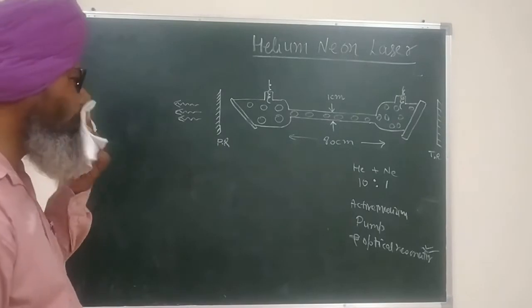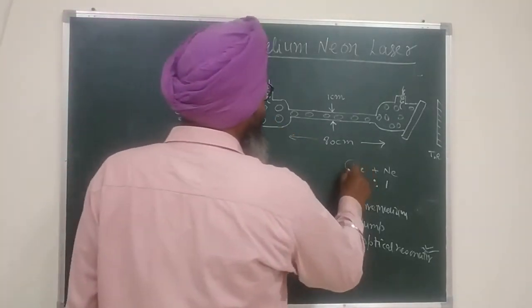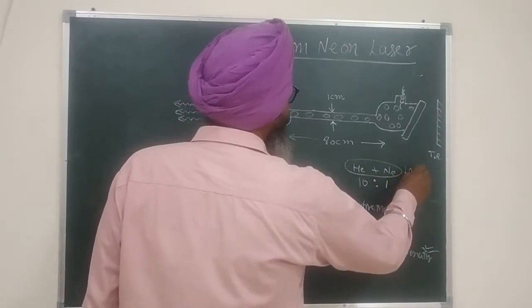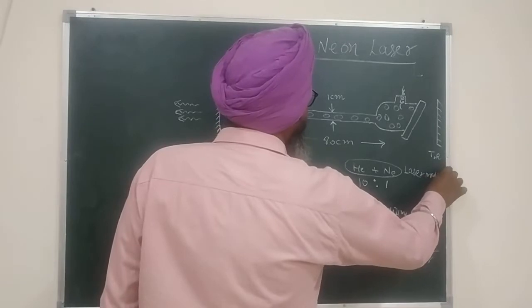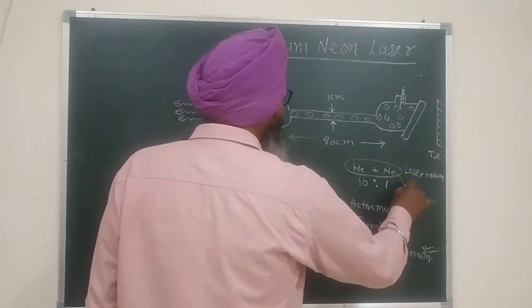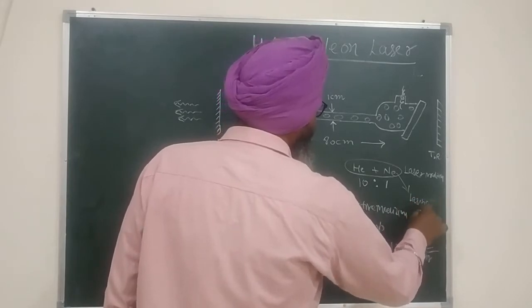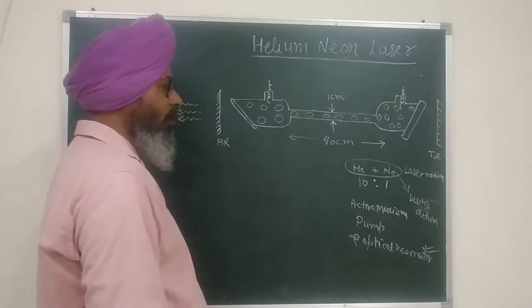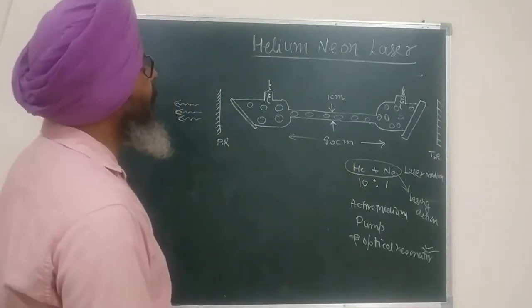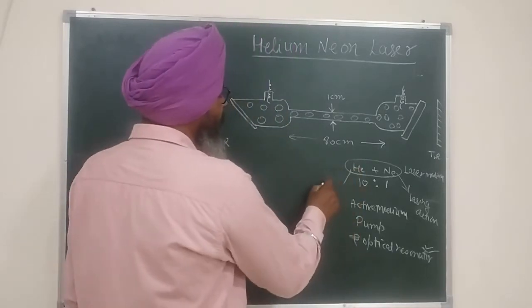Next, we need to know what the active medium is. The system of two gases, helium and neon, constitutes the laser medium combined. Out of these, only neon gas gives the lasing light. So the lasing action is given by neon, and helium just supports the process. What is the role of helium? I will tell you during the explanation of the working of the laser. So this is just a supporting medium.